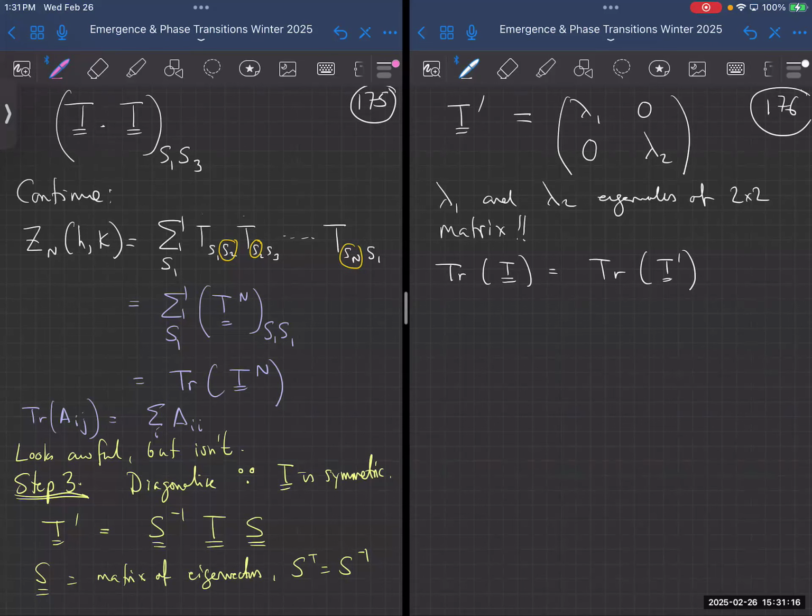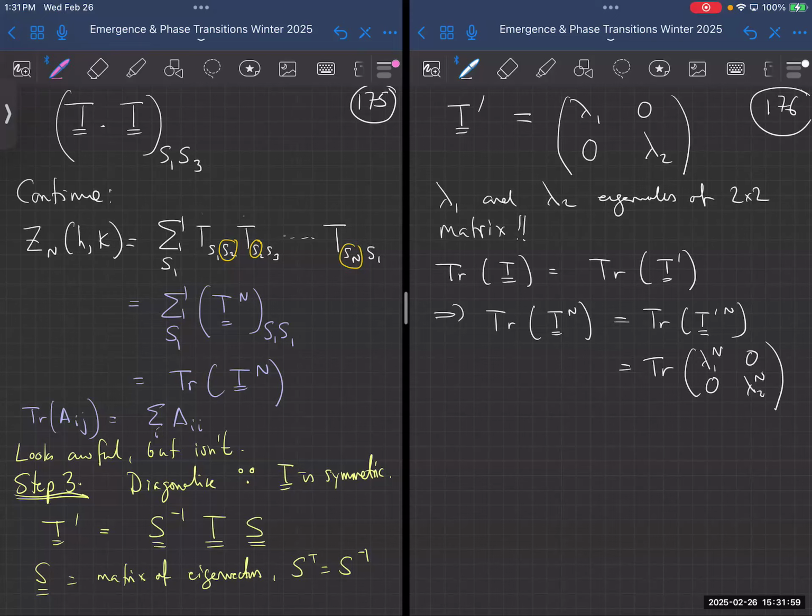The trace is invariant under this rotation by the eigenvectors, and you can easily prove that. So what that means is that if I were then to work out the trace of the matrix T to the n, this is just the same as the trace of the matrix T prime to the n. And the matrix T prime, since it's diagonal, when I multiply it to the nth power, it just has elements lambda 1 to the n, lambda 2 to the n. So this is the trace of lambda 1 to the n, 0, 0, lambda 2 to the n.